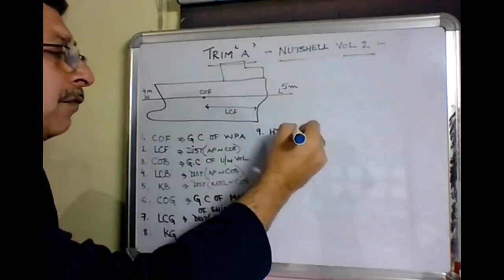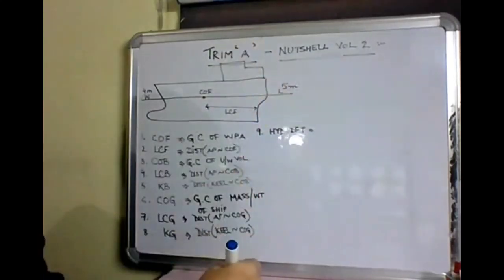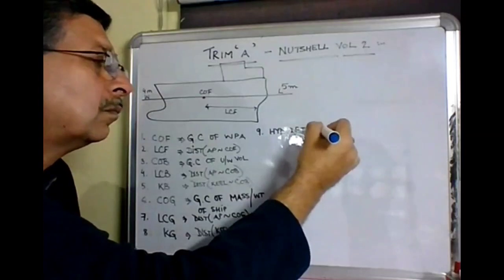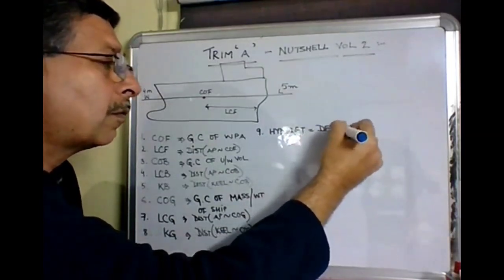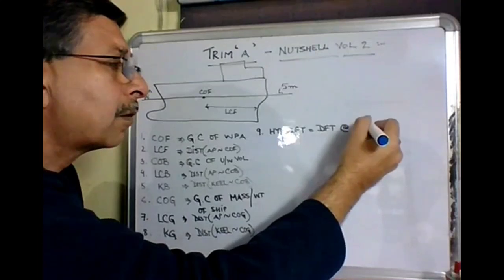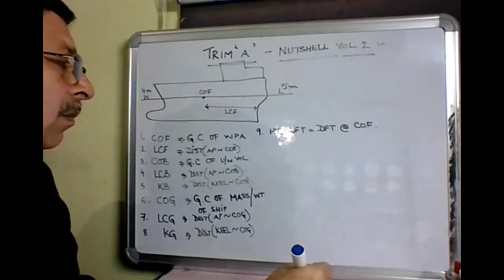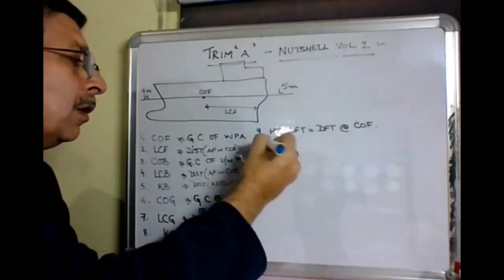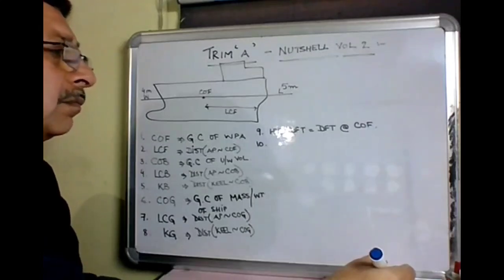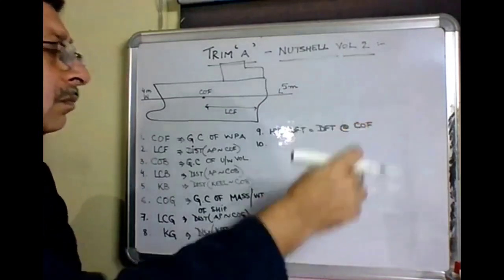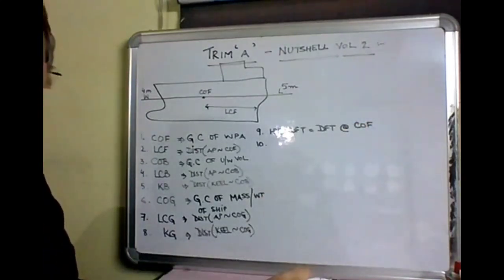Next, what is hydrostatic draft equal to? The draft at center of rotation is known as hydrostatic draft. Sir, center of flotation means the ship is immersed up to the center of flotation. Yes, immersed up to there. Exactly, the draft at the center of flotation is what we call hydrostatic draft. The draft at the center of rotation is known as hydrostatic draft. Okay, sir.